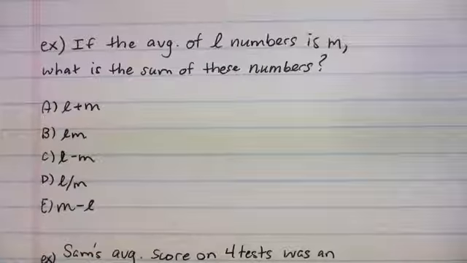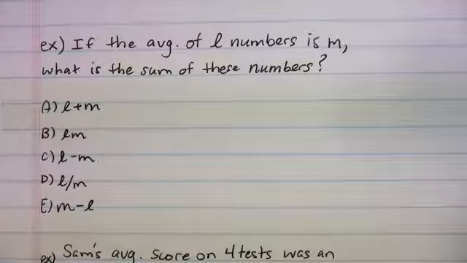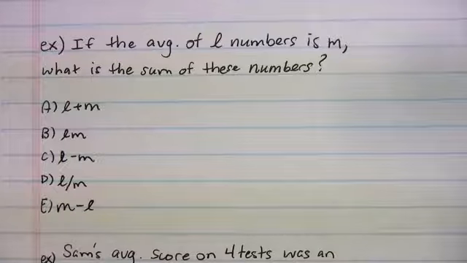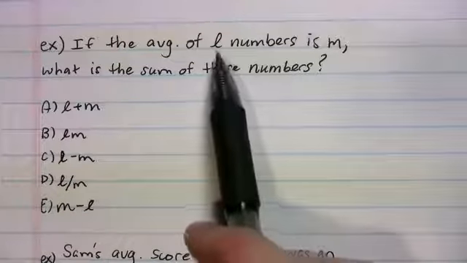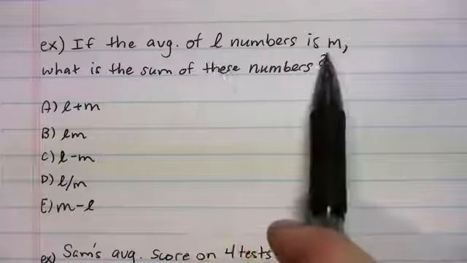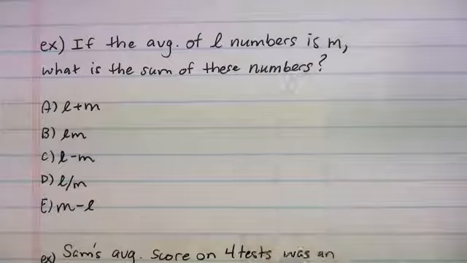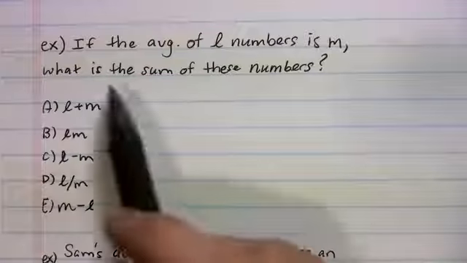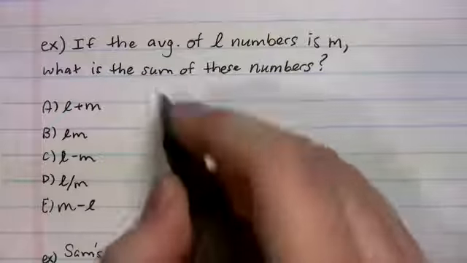This one says, if the average of L numbers is M, what is the sum of these numbers? And a nice tip: when you see variables, you can choose numbers for those variables. I'm not going to do that in this case. I'm just going to plug into the average formula. So it says the average of L numbers is M.